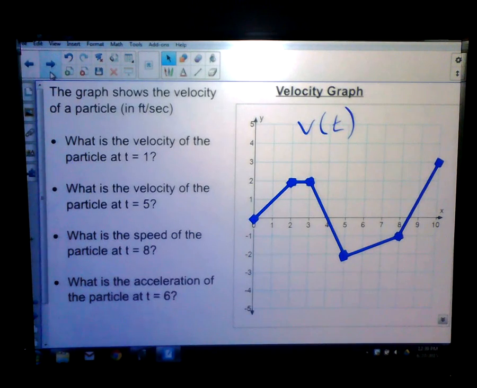Let's take a look at this. Graphs are where people have trouble. The first thing you need to know is what kind of graph is it? It's a velocity graph.